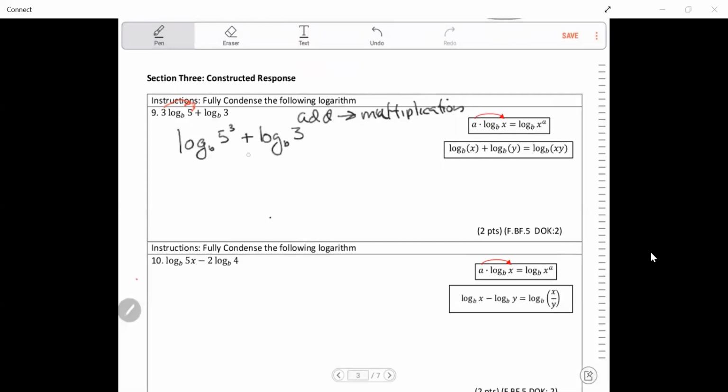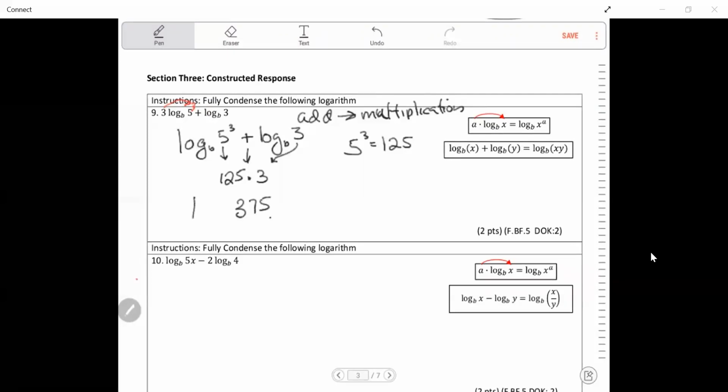And we're going to change addition to multiplication, just put a multiply sign there. 5 to the third is 125, so I'm going to put a 125 here, and I'm going to put a 3 here. We change from add to multiply, bring these two down, and that's 375. So our answer is log b of 375.